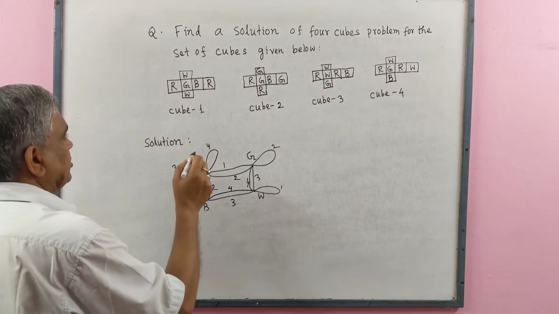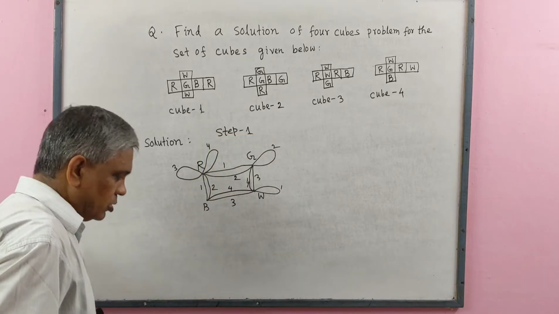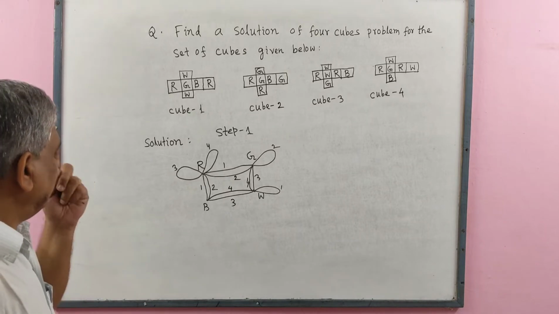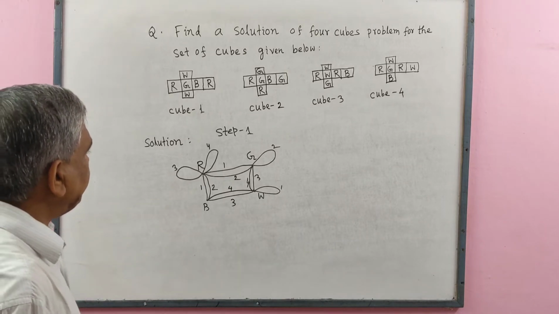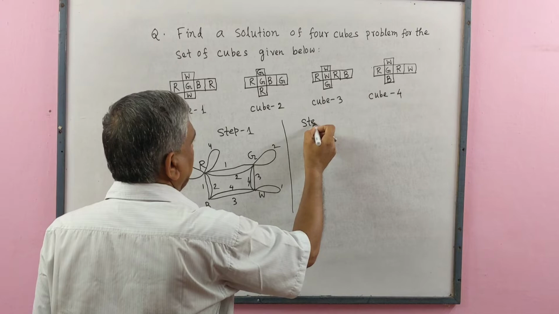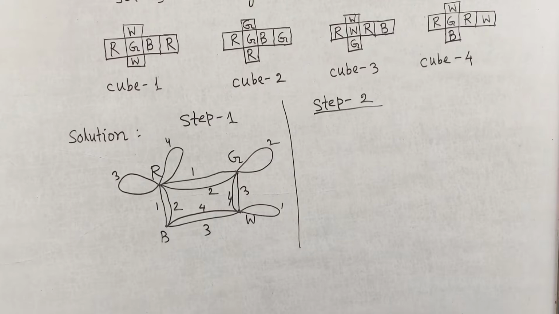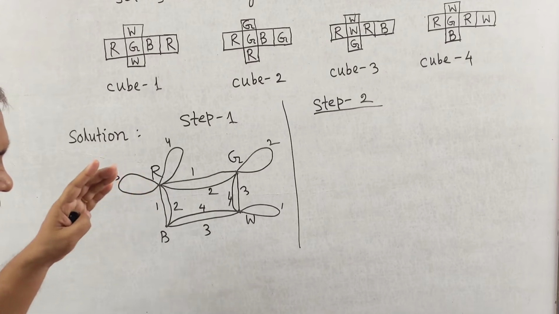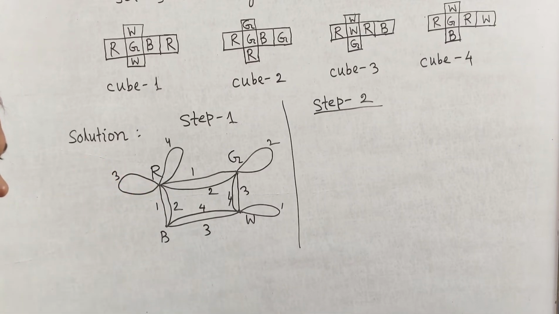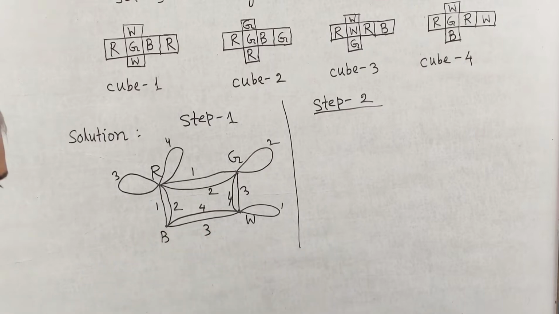Now this is the step 1. We now go to step 2. In step 2, we draw the 2 subgraphs, such that one deals with front and back, and second is left and right faces.